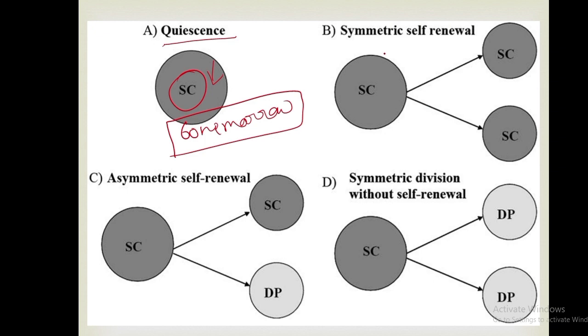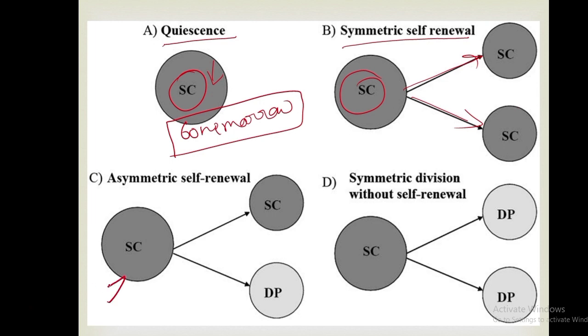In the second type of fate, symmetrical cell division, what will happen? The stem cell will divide into stem cells and generate two stem cells, by which the number of stem cells can be generated in a particular type of tissue. This is important to generate a number of stem cells in any tissue.